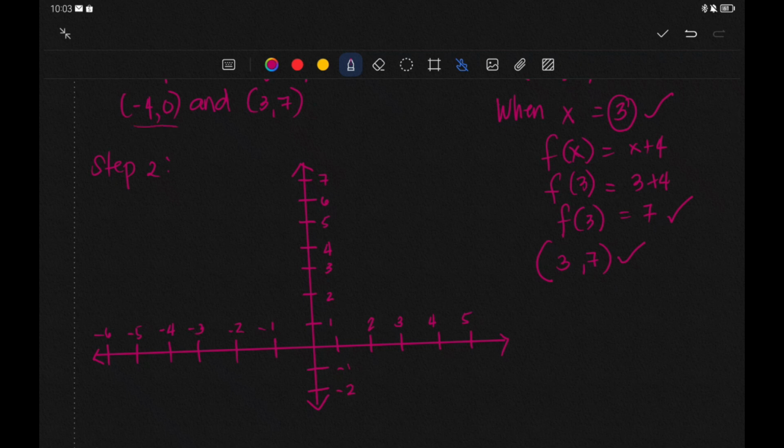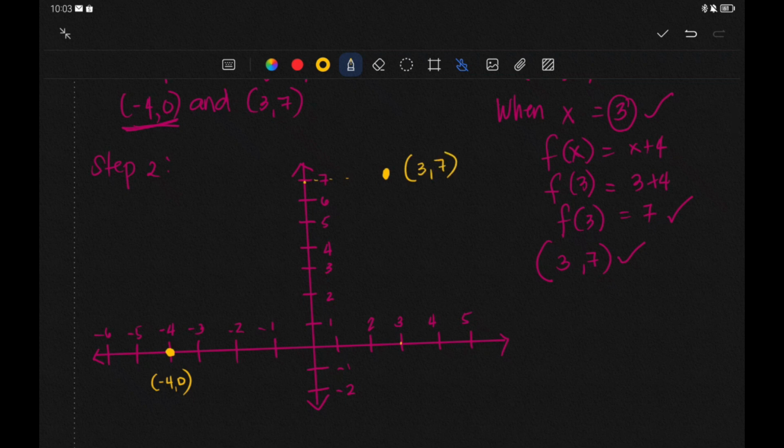First, we are going to plot this one, negative 4 and 0. This is negative 4 and y is 0. Therefore, our first point lies here. This is negative 4 and 0. The second point, that is 3 and 7. The point meets here. So, this is point 3 and 7.